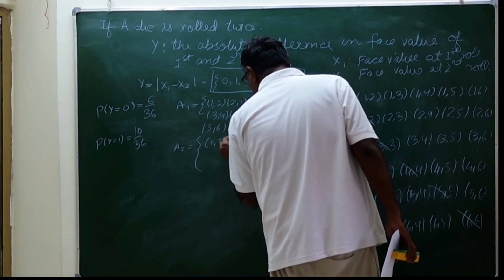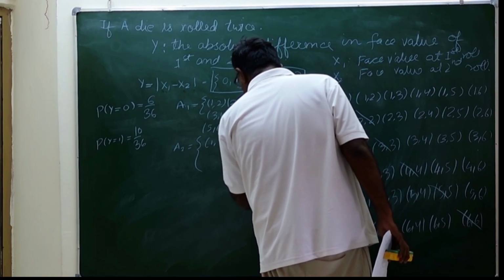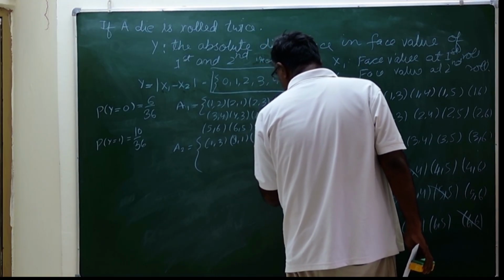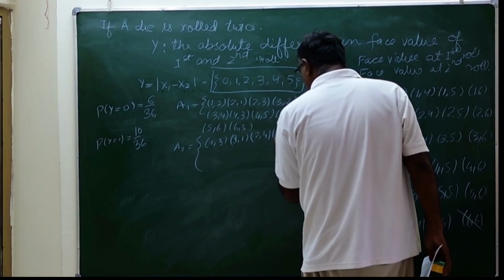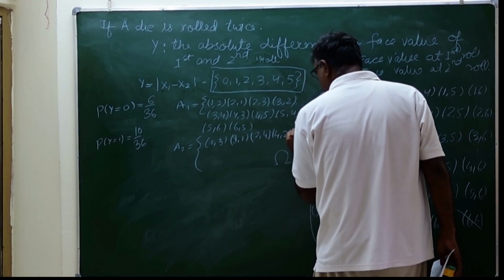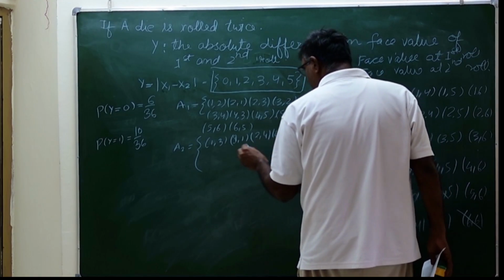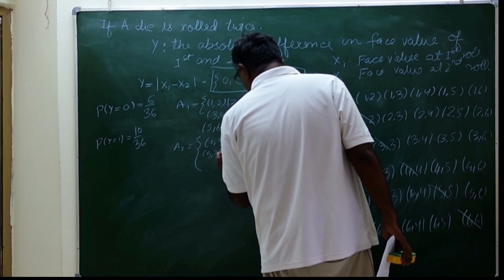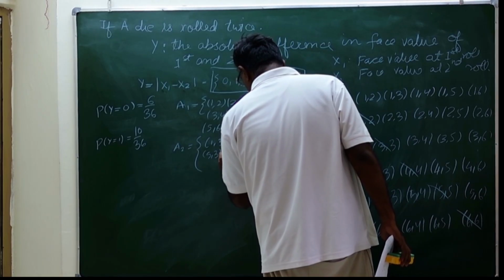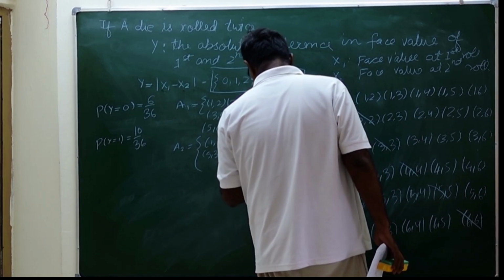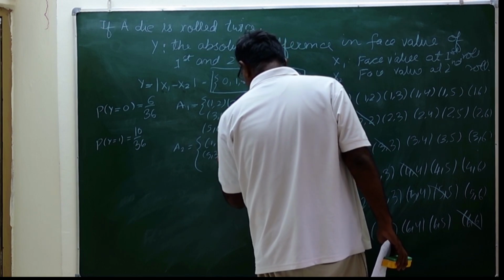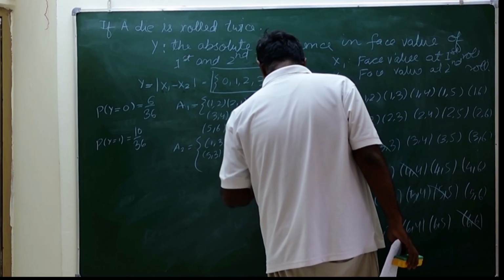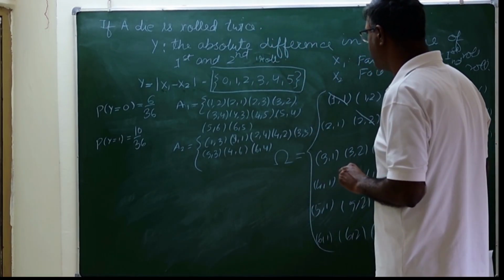1 and 3, and 2 and 4, and 4 and 2, and 3 and 5, and 5 and 3, and 4 and 6, 6 and 4. So here we are getting the difference of 2.